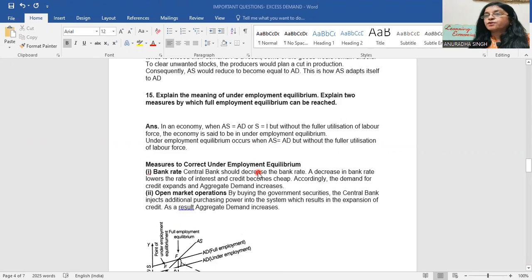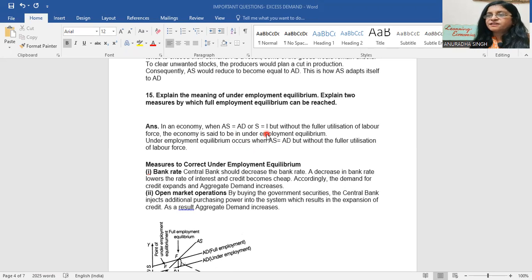Now, what is underemployment? We say underemployment when we have fewer people working, and we are unable to fully utilize their capacity. If we are not able to utilize their capacity, then we can say that it is underemployment. In an economy when AS is equal to AD and S is equal to I, this means there is fuller utilization of resources. So this is the situation of full employment. How many people are willing to work are working? 100% of people who are willing to work are working.